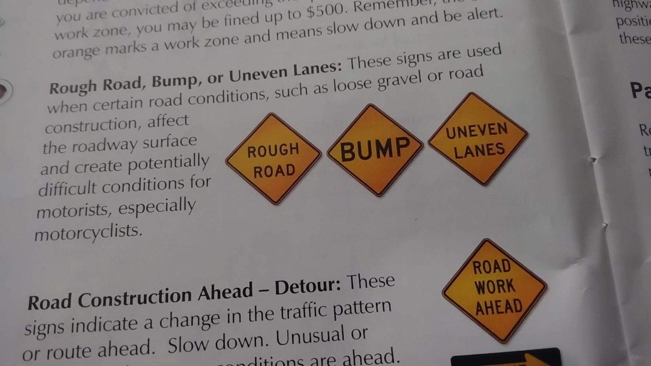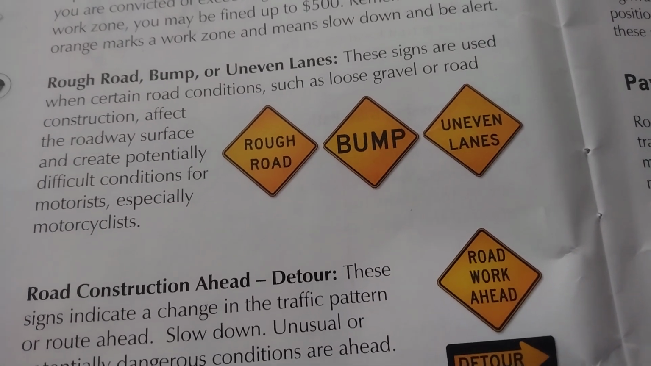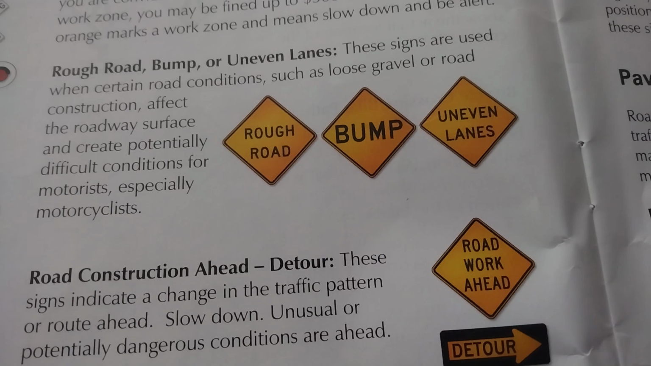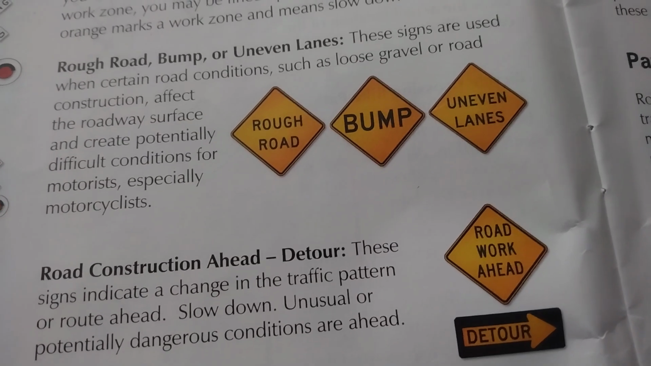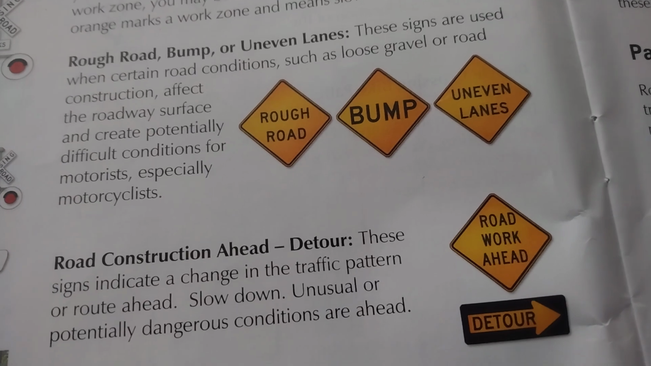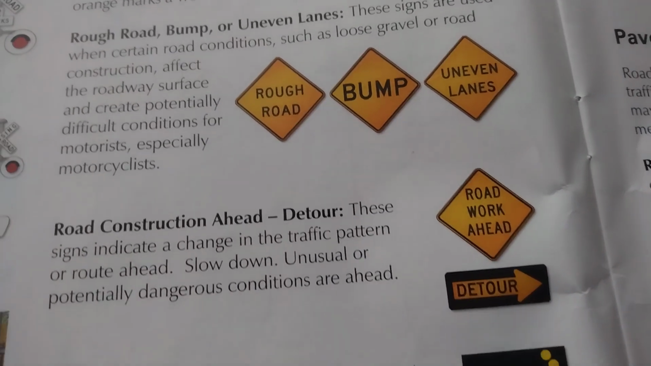Rough road, bump, or uneven lanes. These signs are used when certain road conditions, such as loose gravel or road construction, affect the roadway surface and create potentially difficult conditions for motorists, especially motorcycles.